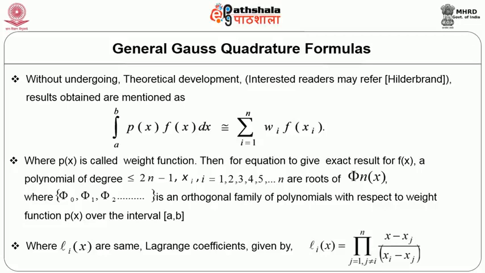So, those who are interested in learning about this result, how it is arrived at, and the theoretical development are urged to refer to Froberg, Hildebrand, Brady, Chennai. All these books contain good theoretical development about the Gauss quadrature formulas. So, it begins from the discussion of orthogonal polynomials and goes up to Gauss quadrature formulas.